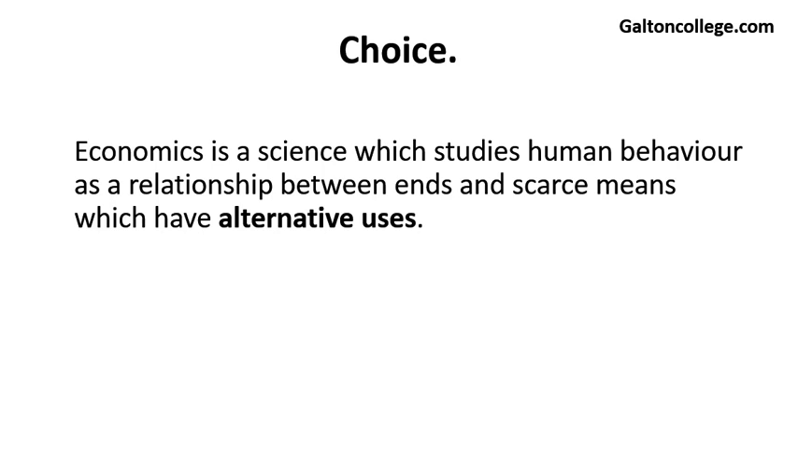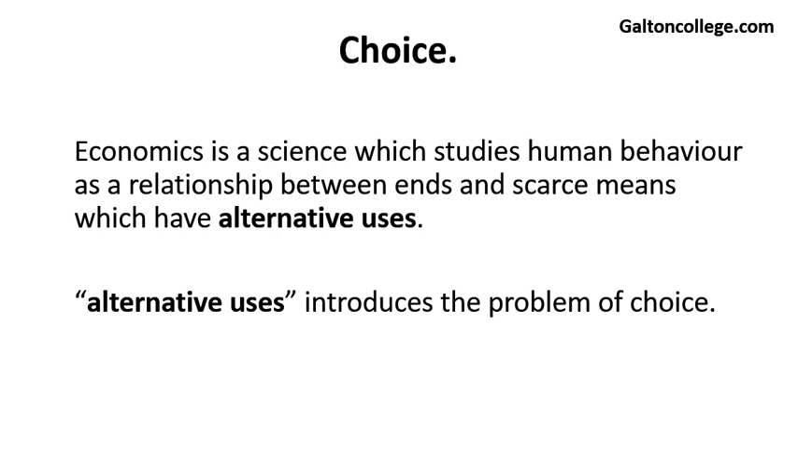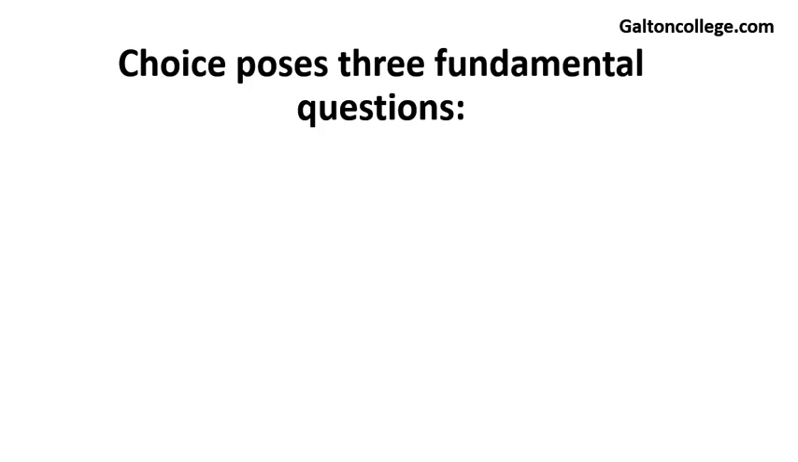When we look at Robbins' definition of economics, we see at the very end ends and scarce means which have alternative uses. Now, when we have alternative uses, that tells us we have choices. We can select between alternatives. So, alternative uses in Robbins' definition gives us a problem of choice. How do we make the choice, and what's the choice between? It poses three fundamental questions.